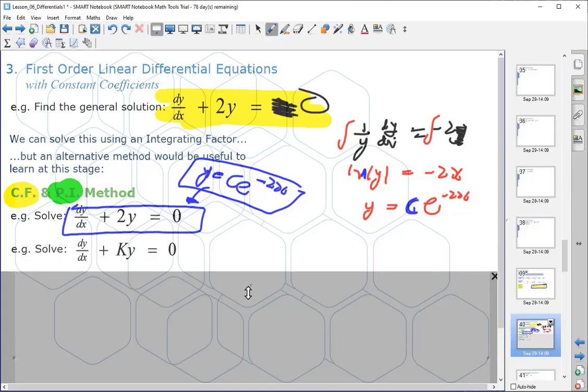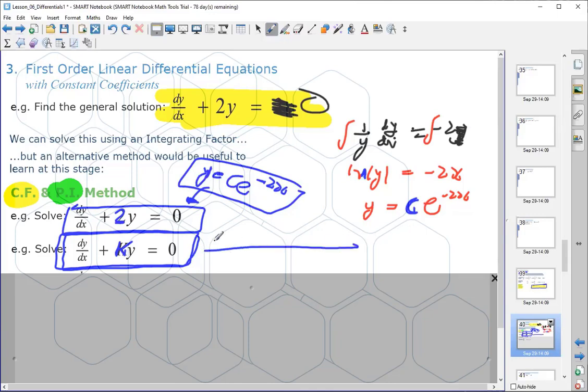Okay. Oh, I've given you a different one. I've changed it to dy by dx plus ky equals 0. So it's no longer a 2 at the front there, it's a k. Just replace the 2 by k. So c e to the power minus k x. Perfect. Excellent.